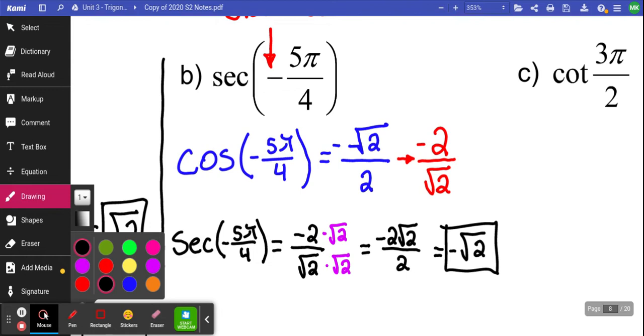Wait, so it's not undefined if there's a negative for a root? No. It's not a real number though. If it was a negative inside the root, it's not a real number.